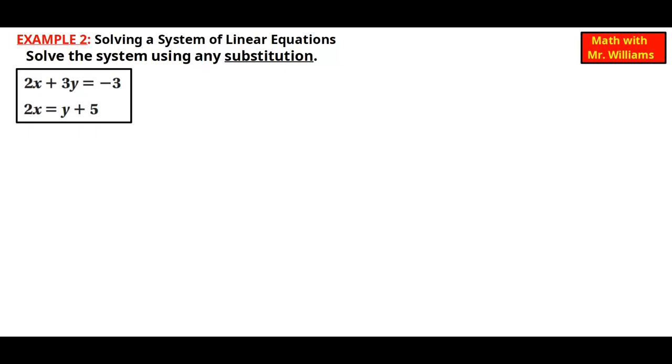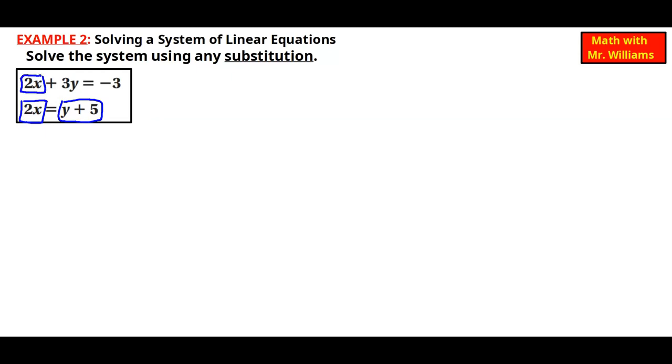Math with Mr. Williams, example 2, solving a system of linear equations. Solve the system using substitution. So in this case, we have 2x plus 3y equals negative 3, and then we have 2x equals y plus 5. So we don't have to substitute for just a variable. So in this case, we're solving for 2x equals y plus 5, and I see a 2x at the top, so that's what I'm going to substitute in.